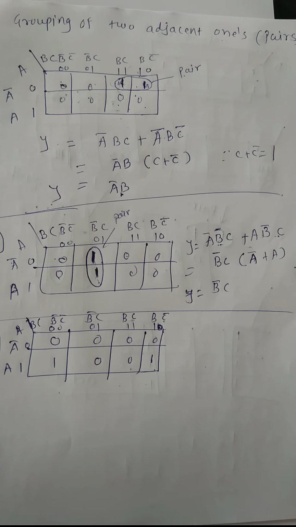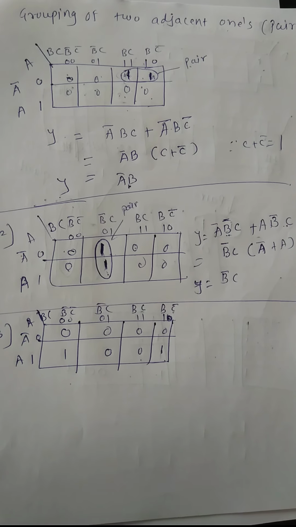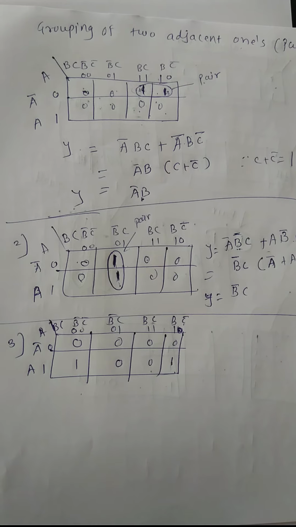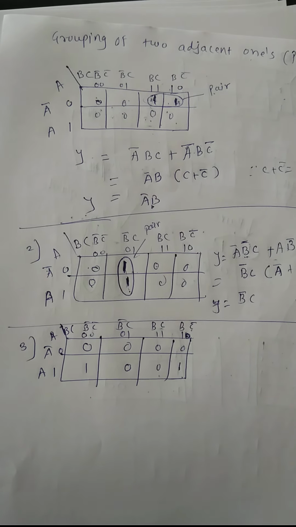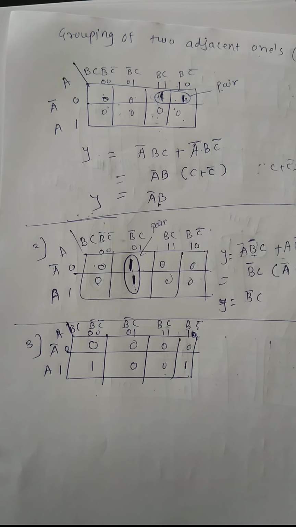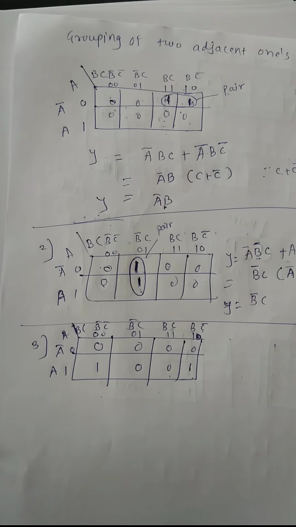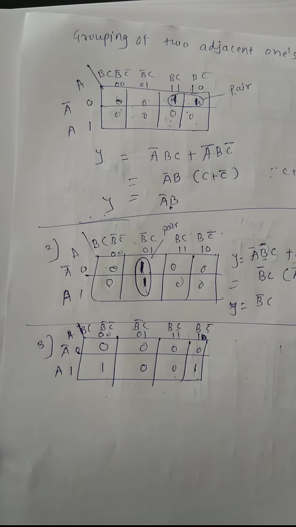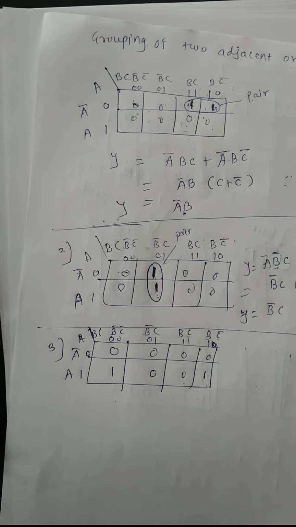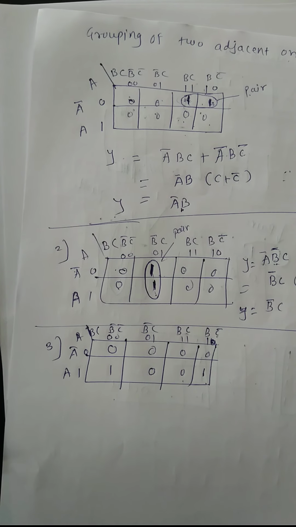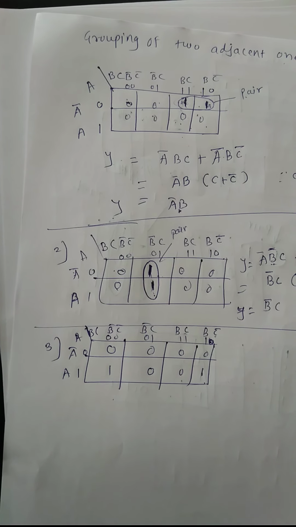Hello student, today we are going to study the grouping of adjacent ones, that is a pair, quad and octet. If a group has two adjacent ones or zeros, that is called a pair. A group of four adjacent ones or zeros is called a quad. A group of eight adjacent ones or zeros is called an octet.